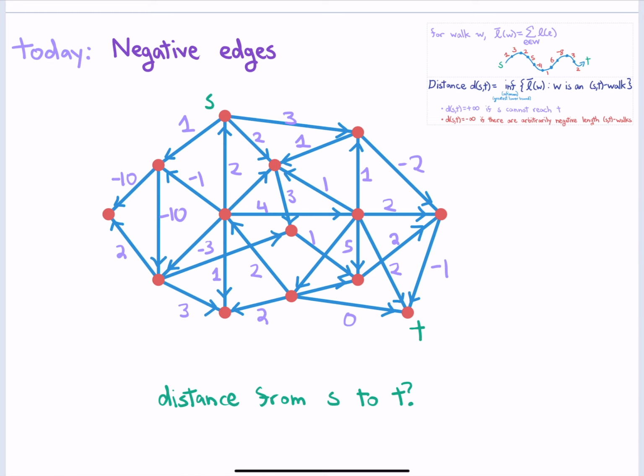So here I took, I think, the same graph we've been using all the time, and I've added some negative edge lengths in addition to positive. And now the question is, what's the distance from S to T? What's the minimum length way to get from S to T? Okay, so now you just add up the numbers, and it might be a negative number. It might be negative infinity if you find a cycle, a negative cycle. All right, so I'll give you a chance to stare at it, and then we'll try to guess what it could be.